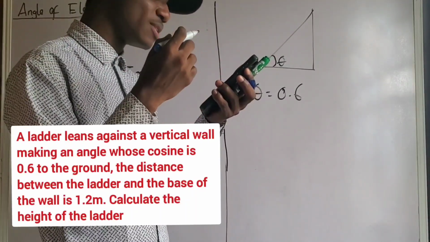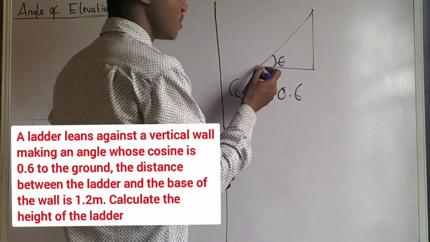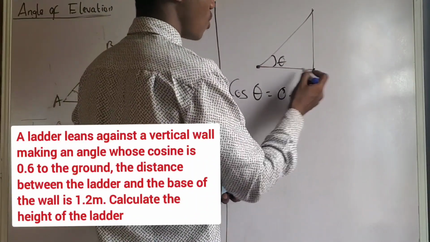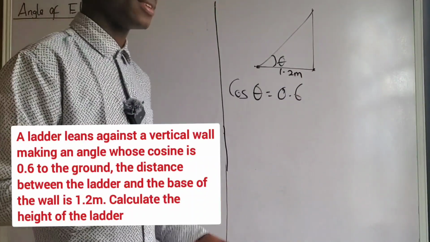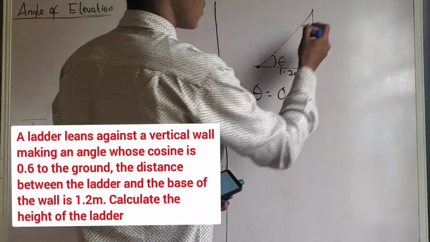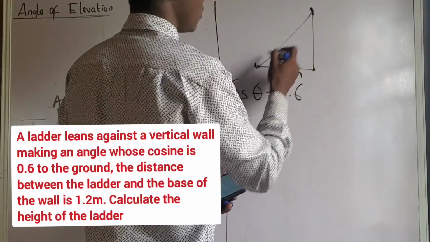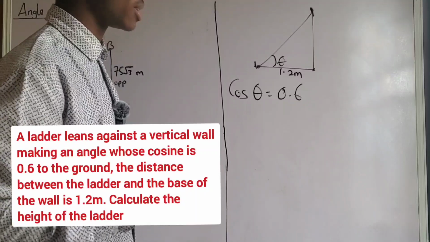The distance between the foot of the ladder and the base of the wall is 1.2. So this is the foot of the ladder, this is the base of the wall. The distance between these points is what? 1.2 meter. Do you get it? Okay, calculate the length of the ladder. The length of the ladder is here. We are looking for this length. So how do we calculate this length with respect to the information that we're given?